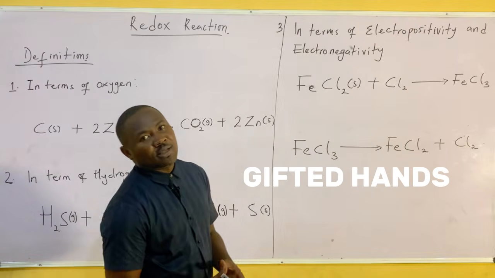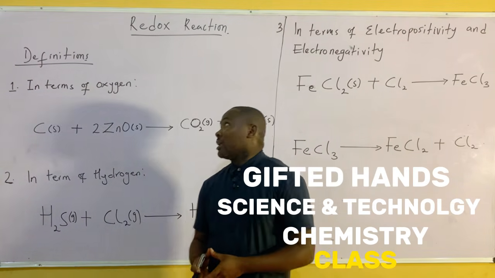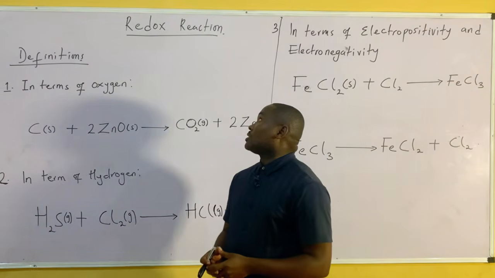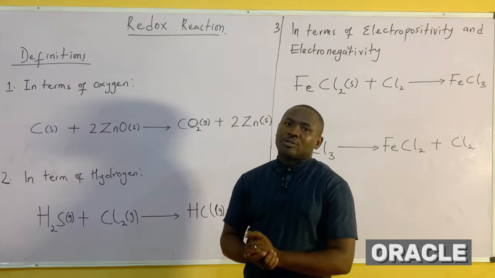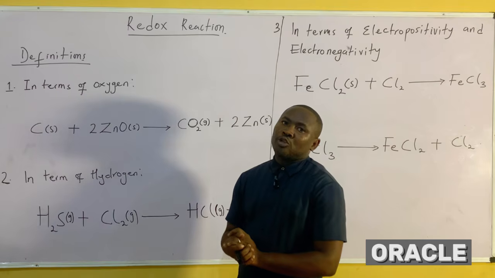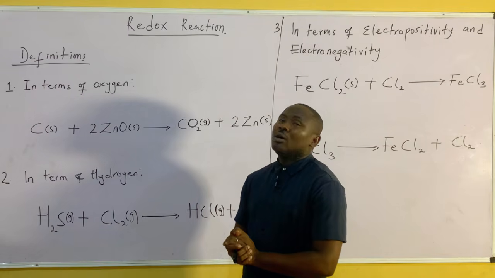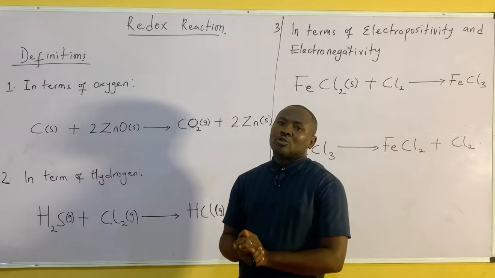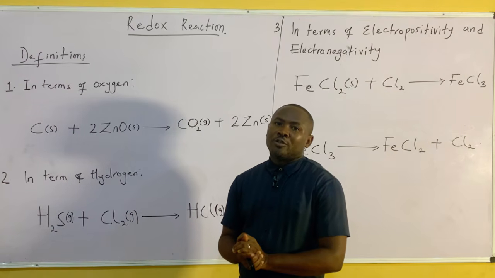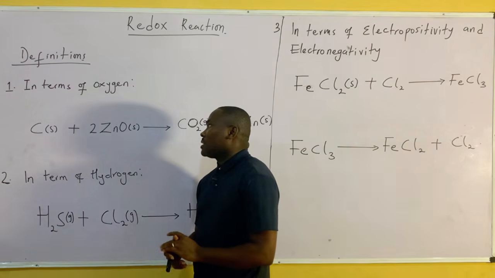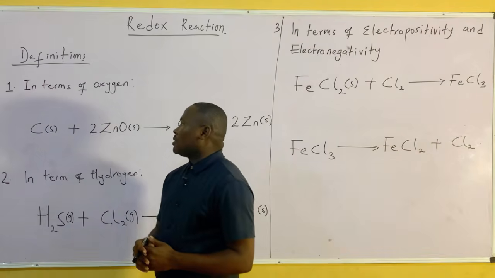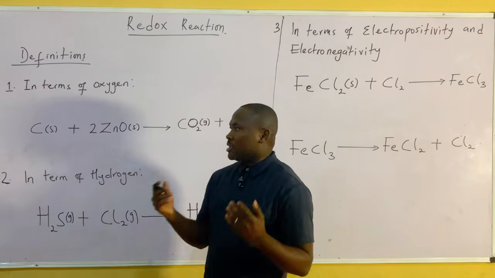Today in our gifted and science and technology class is our chemistry class. I'll be looking at redox reaction. That's oxidation reduction reaction. It's called redox reaction. Now let's look at the definitions of redox reaction. First, we are looking at it in terms of oxygen. What is oxidation and reduction in terms of oxygen?